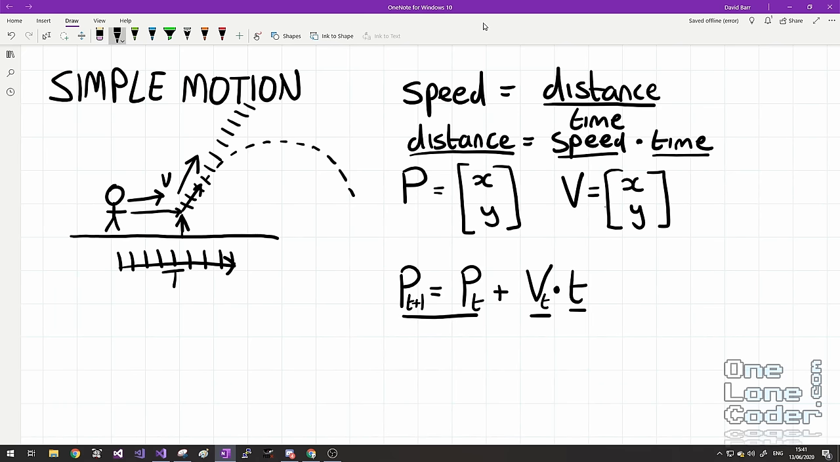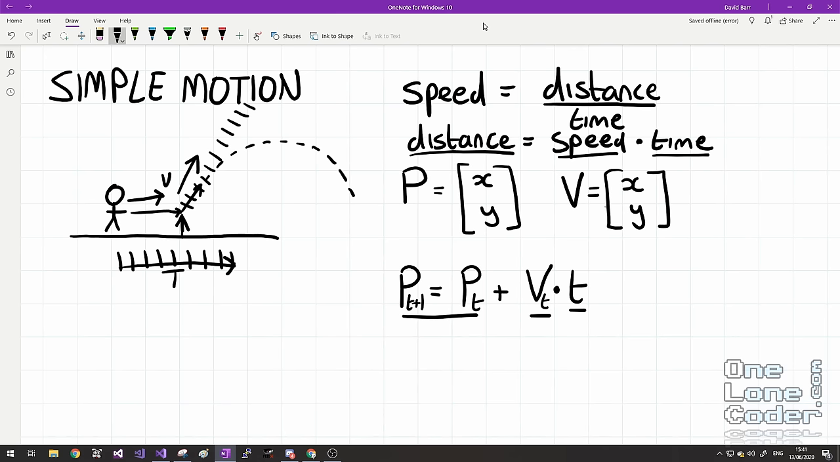Well, that's not true, is it? Because we know that we won't just keep jumping in a straight line all the way across the universe. At some point, we do actually have to come back down to Earth. And there is a force that does that called gravity. And gravity is an acceleration, and accelerations change velocity.